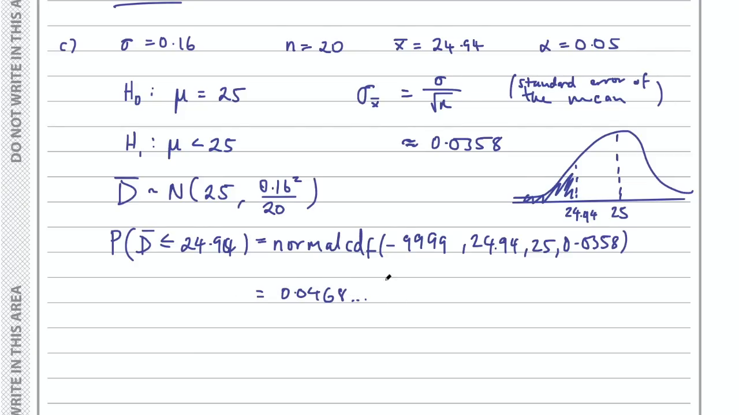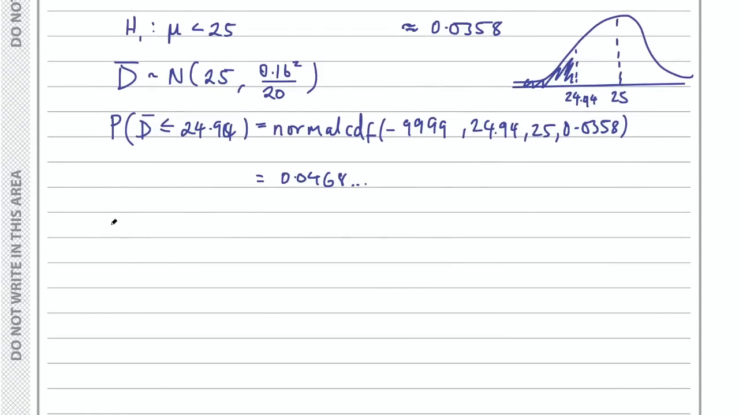0.0468. And this is clearly less than alpha. So that indicates we should accept the alternate hypothesis, that the mean is less than 25. Or you could also state this as reject the null hypothesis. Again, just to be clear, I should redraw this.